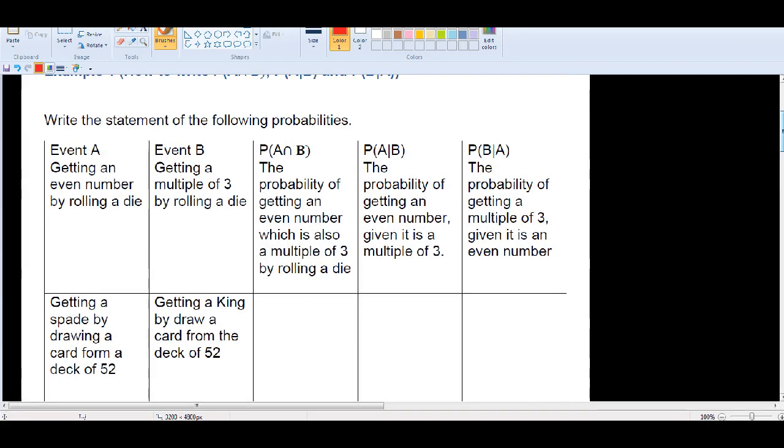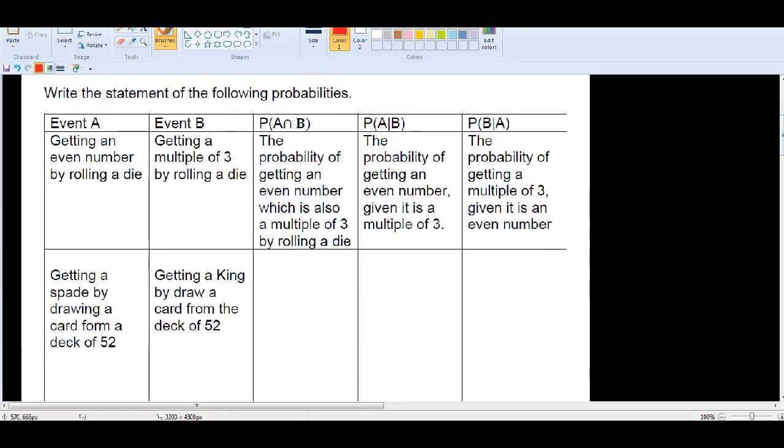To make things more precise, let's have some illustration. How could we use certain vocabulary to represent the probability of A intersect B and the probability of A on condition of B, or B on condition A? For example, if I have two events, the first event A is getting an even number by rolling a die. B is getting a multiple of 3 by rolling a die. So the probability of A intersect B means the probability of getting an even number which is also a multiple of 3. You could imagine that will only be one number, which is 6, an even number and also a multiple of 3.